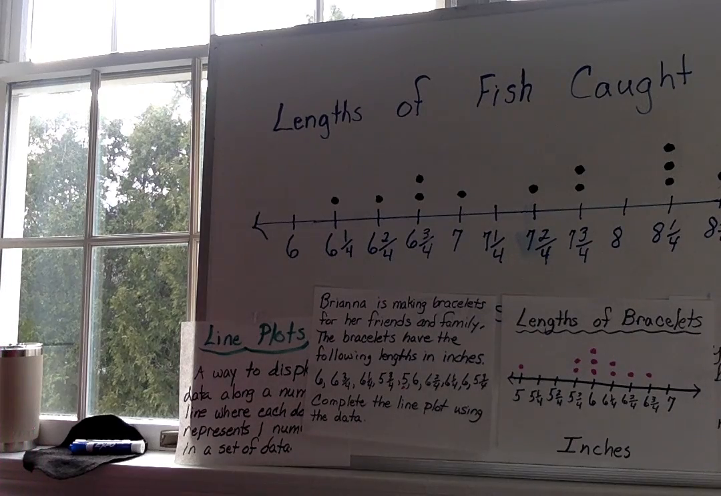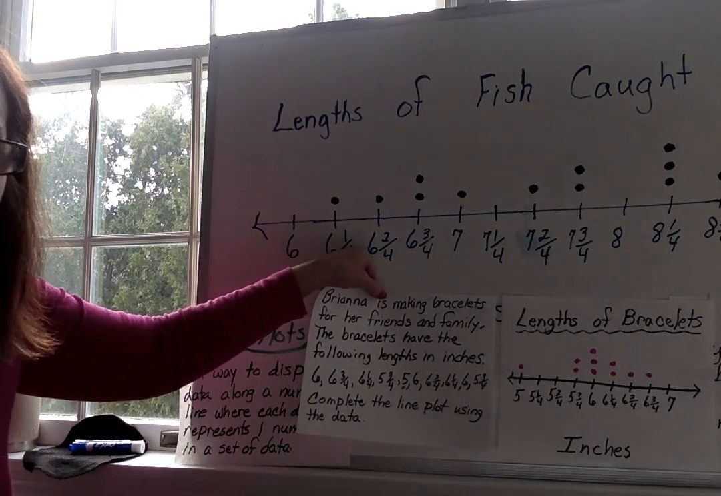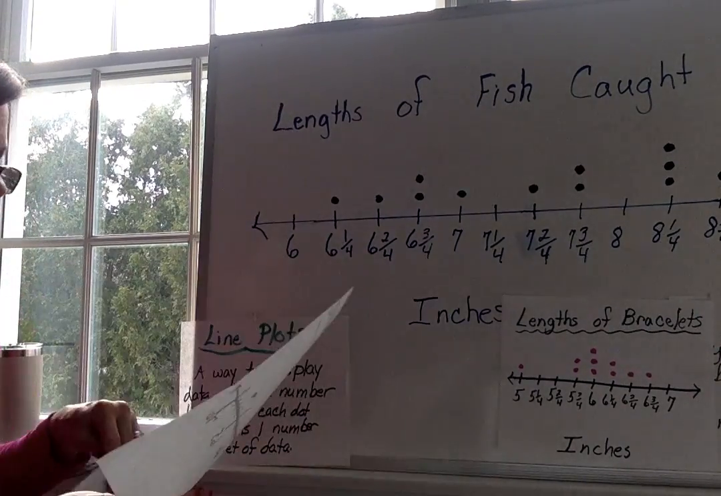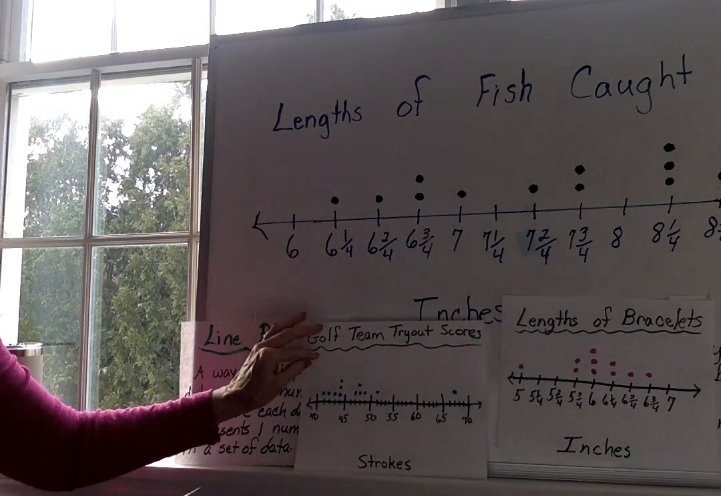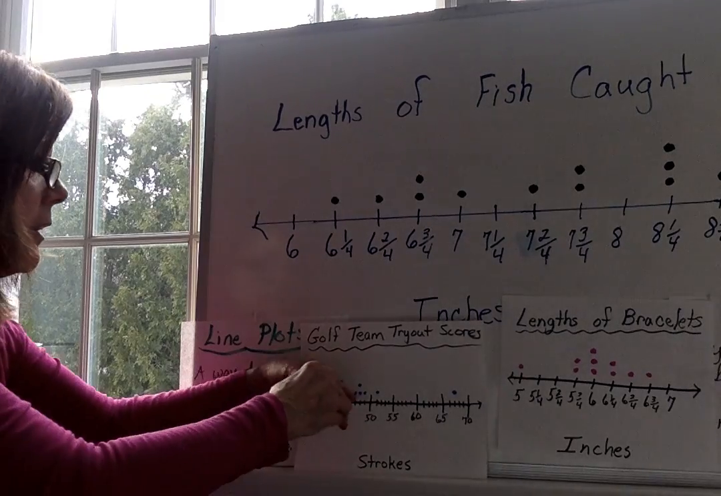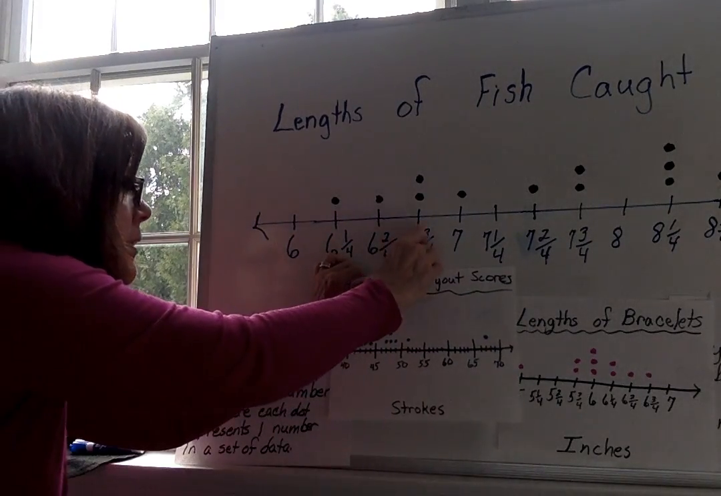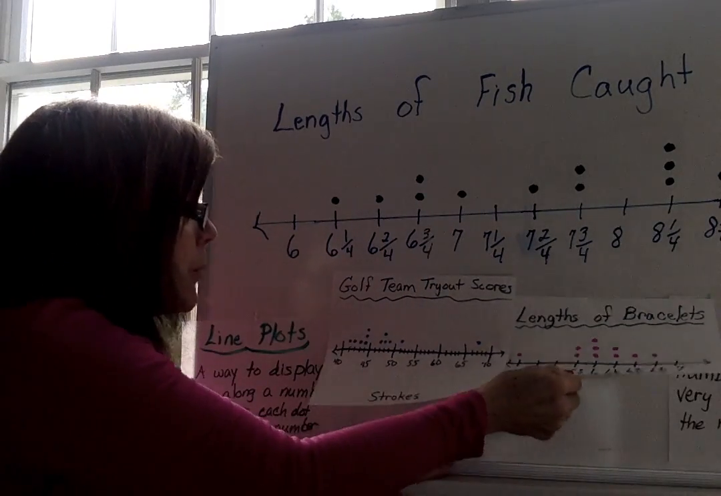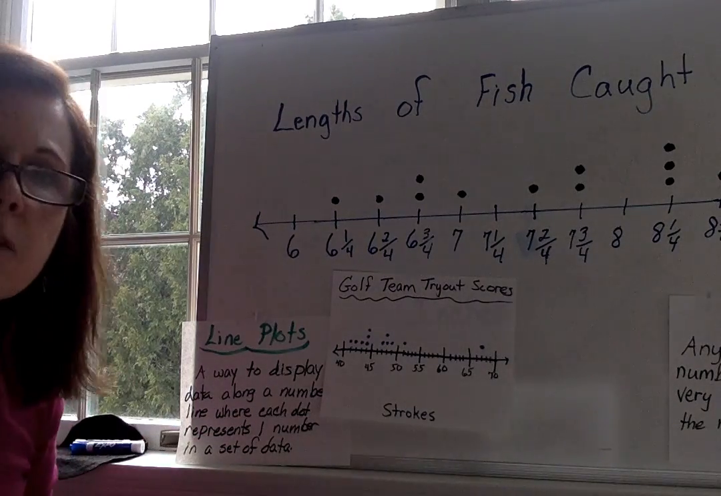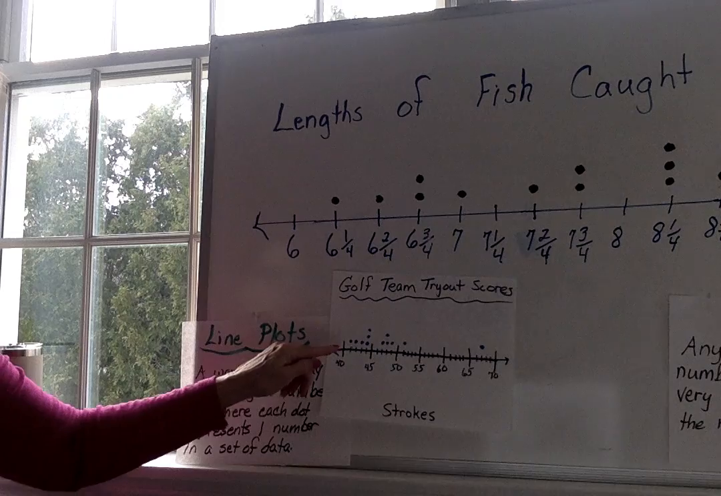Okay, we're going to try one more. And this one's just a quick, easy little question. Here I have golf team tryout scores. Mr. Ardito would like that because he loves golf. So here is the golf team tryout data. It's already input onto a line plot. Everybody see that? Okay, so there are the golf team tryout scores.